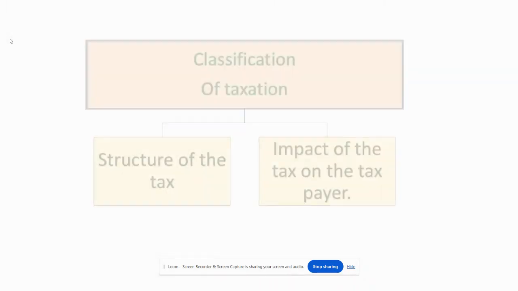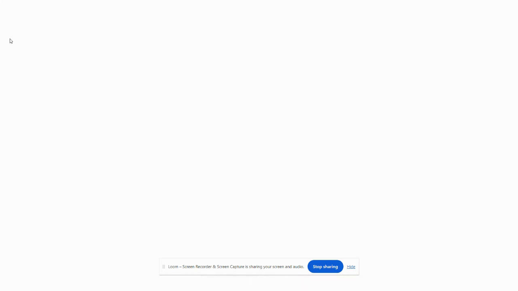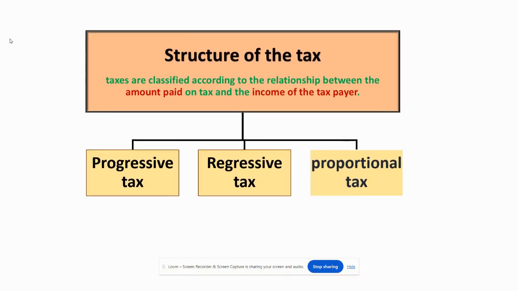We discuss classification of taxation. So taxation can be classified according to the structure of the tax and the impact of the tax on the taxpayer. So what we mean is that the tax is classified according to the relationship between the amount paid on tax and the income of the taxpayer.